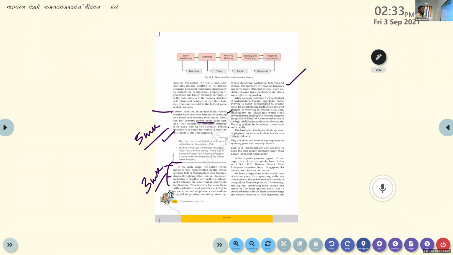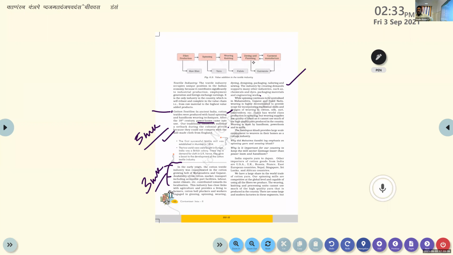India has world-class production in spinning. Underline: world-class production in spinning, making the yarn. But weaving supplies low quality of fabric. As it cannot use much of the high quality yarn produced in the country, weaving is done by handloom, power loom, and in the mills.